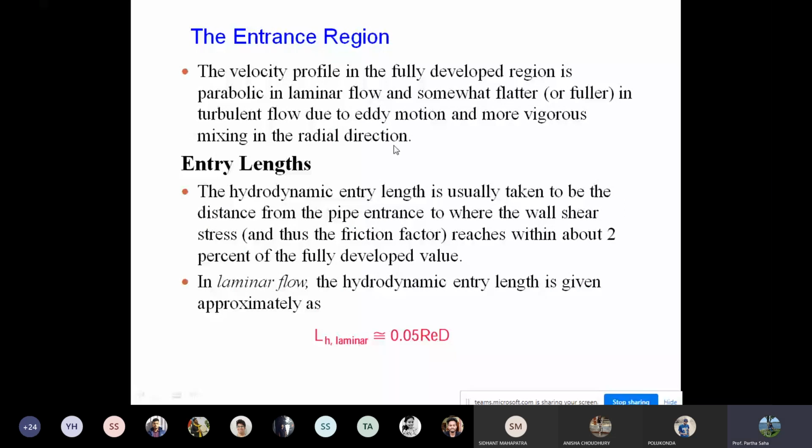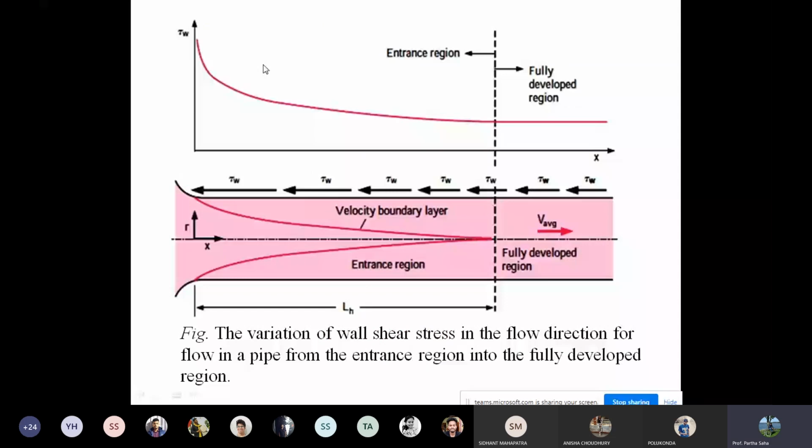The hydrodynamic entry length is usually taken to be the distance from the pipe entrance to where the wall shear stress reaches within about 2% of the fully developed flow value. As you can see, this is my wall shear stress. It decreases, and in the fully developed region it is within 2% of the fully developed wall shear stress. Here, tau W is the wall shear stress, because the shear stress is maximum at the wall. That's why the velocity profile is changing.